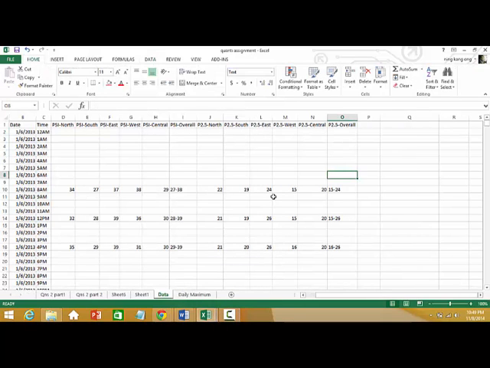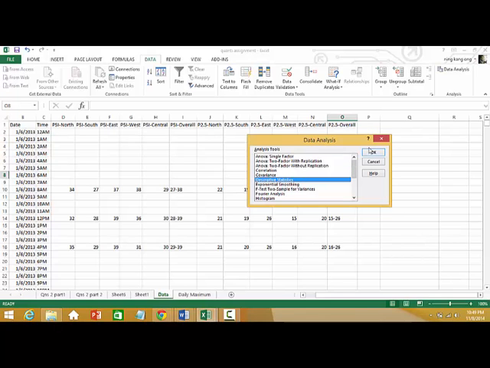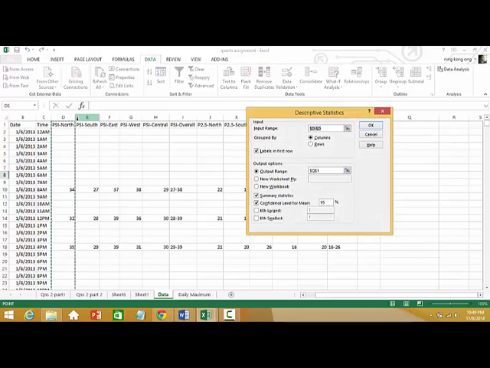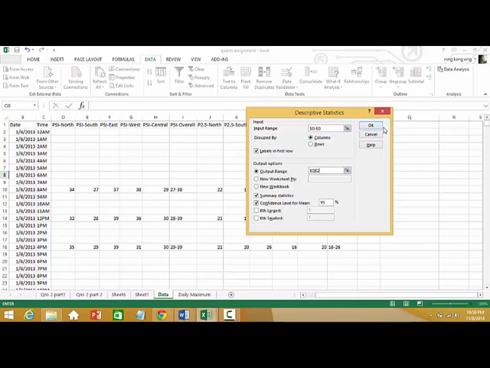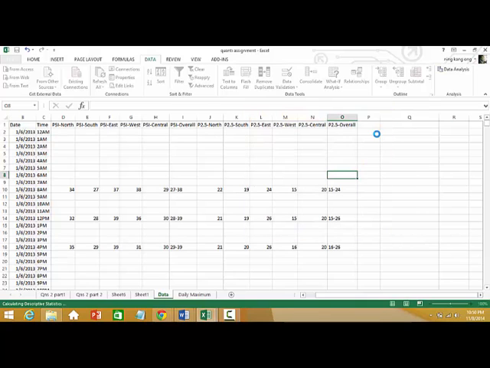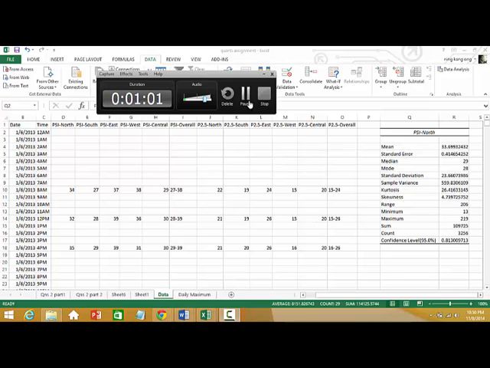So to compare which region has the best air quality and the worst air quality, you have to go to Data Analysis, Descriptive Statistics, and click the region that you want to find, and click the output range. Click OK. So it will show the readings that you want to find for region North.